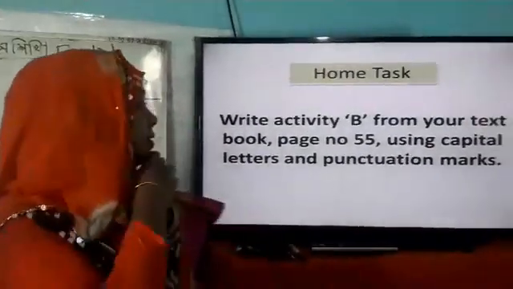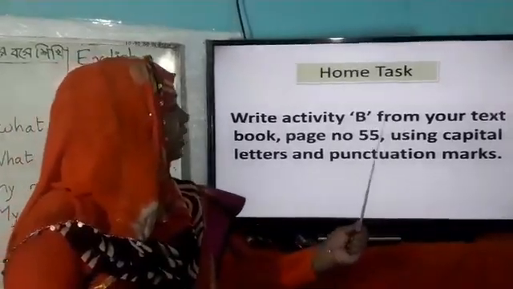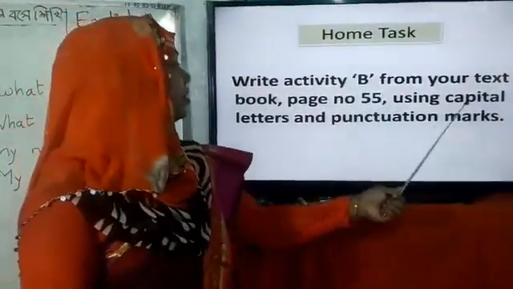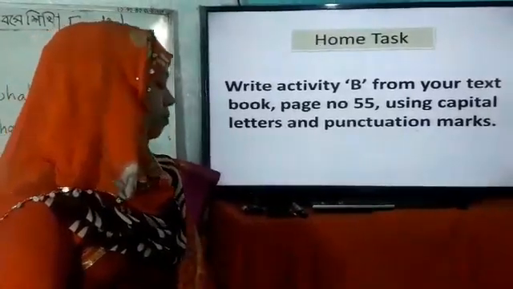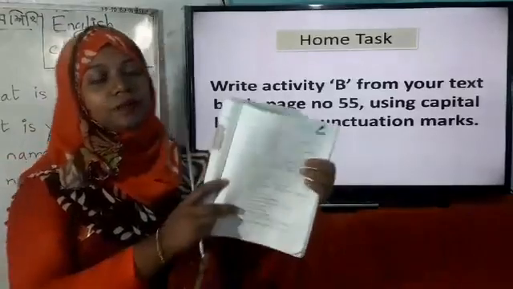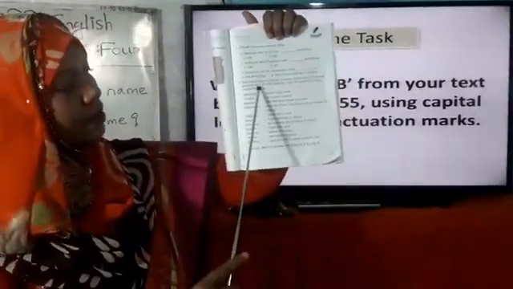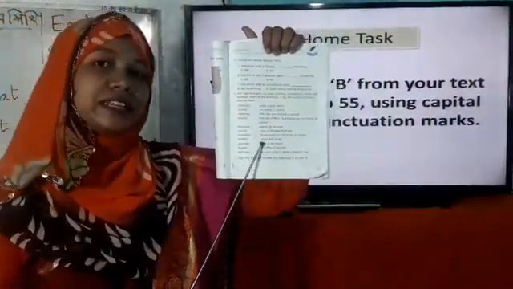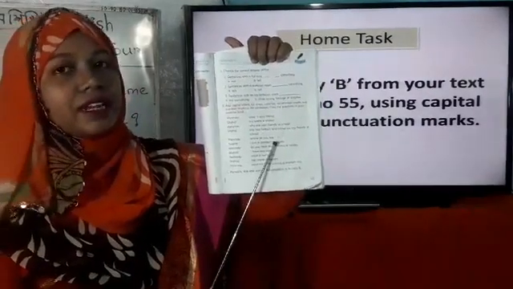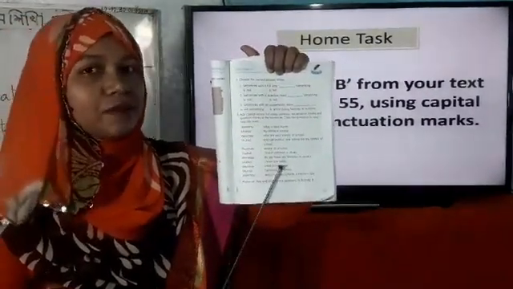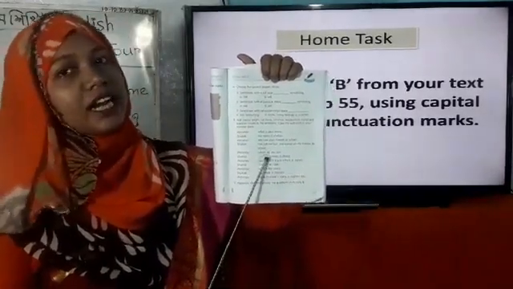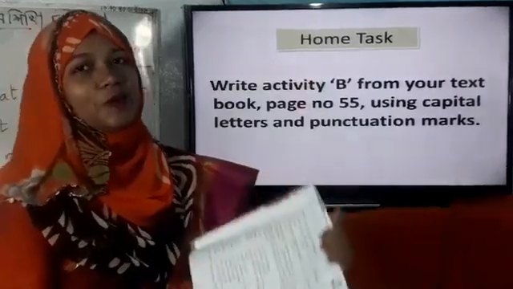So it's time to give you a home task. Dear learners, write activity B from your textbook, page number 55, using capital letters and punctuation marks. Dear students, you will write in your exercise book at home, using commas, full stops, capital letters, exclamation marks and question marks in the dialogue. It's your today's home task.